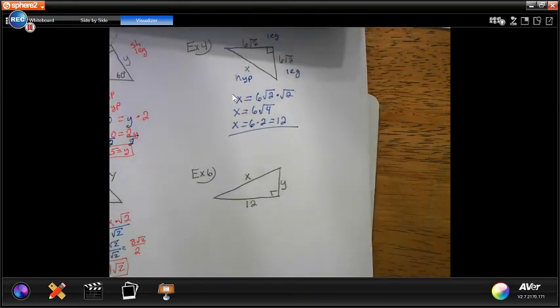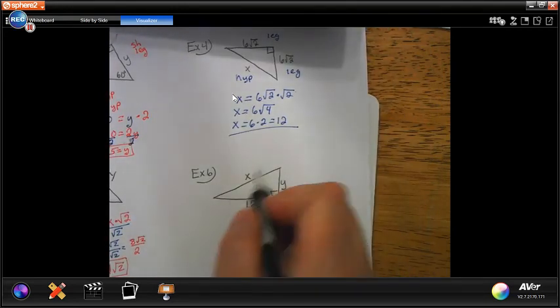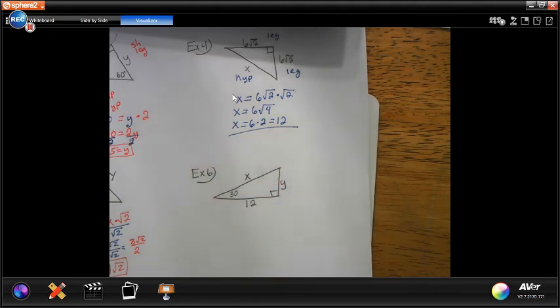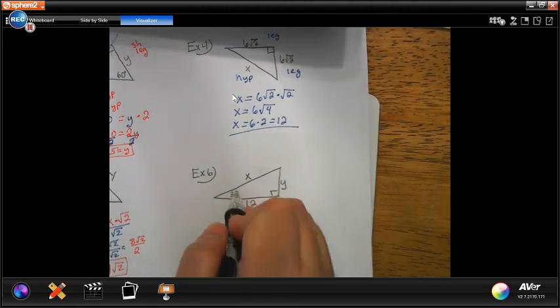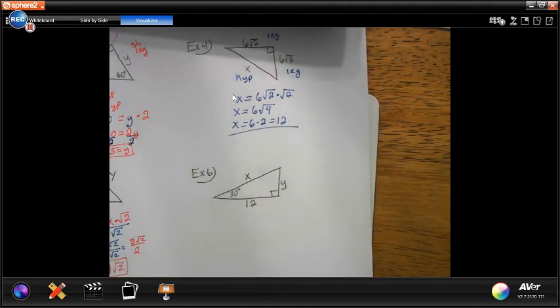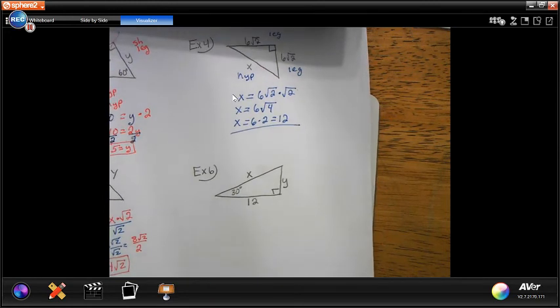Okay, this one, I think I forgot to put a bit of information on there. That's important. I don't know why I forgot that. That was my bad. This is the question now.